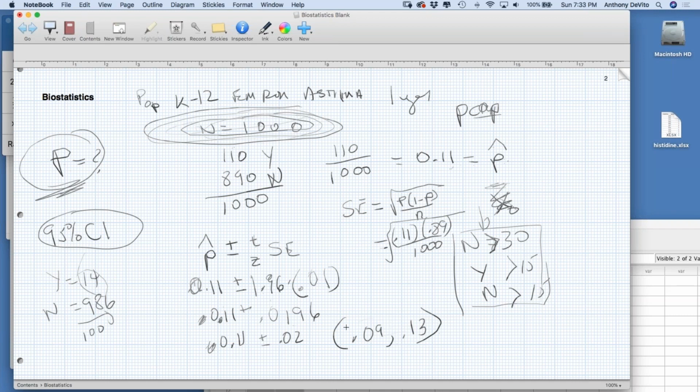So at any rate, this is our 95% confidence interval. What does that confidence interval mean? That means that we're 95% confident that the true population proportion lies between these two values. Which gives us a better window into what we really know about the true proportion than just saying that with a sample size of 1,000, we got a result of 11%.